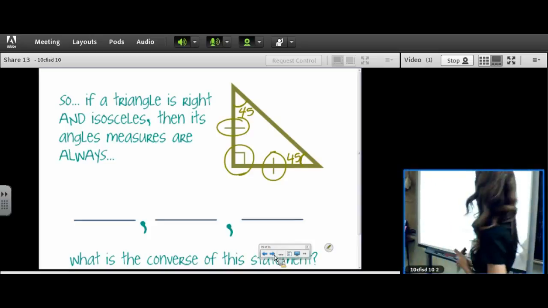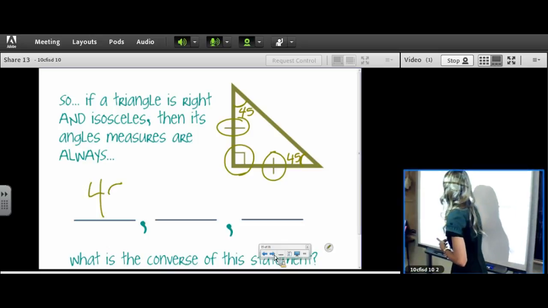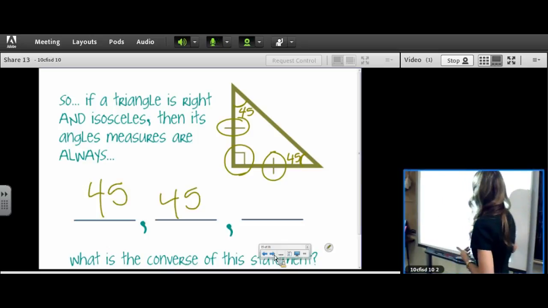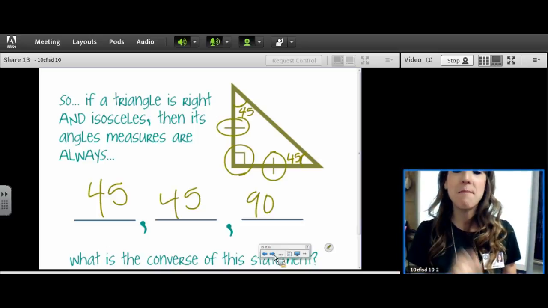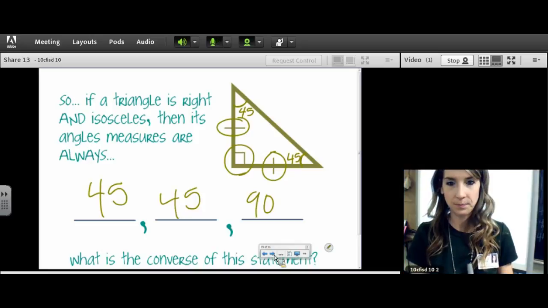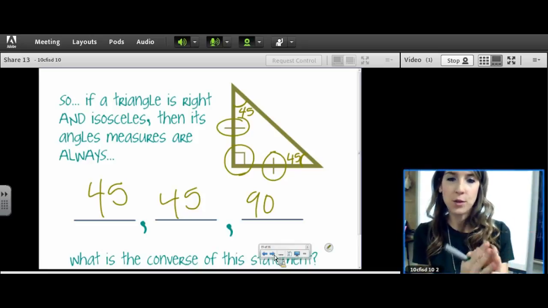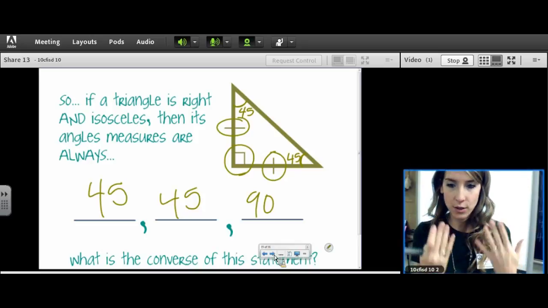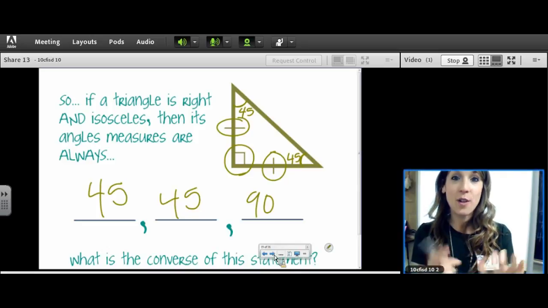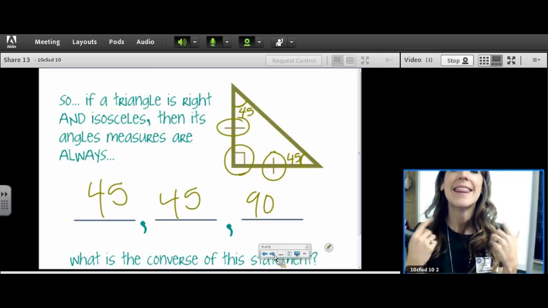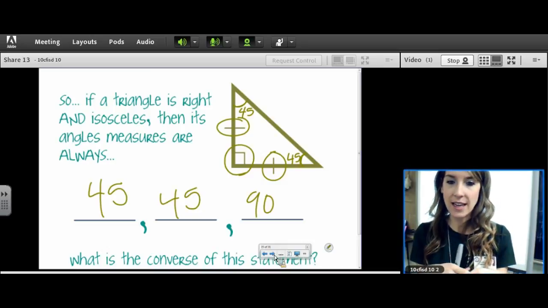So yes, today we're learning about 45, 45, 90 triangles, where 45, 45, and 90 are the measures of the angles. So if a triangle is right and isosceles, then its angles are 45, 45, 90. Converse, if a triangle has angles 45, 45, 90, then it is right and isosceles.